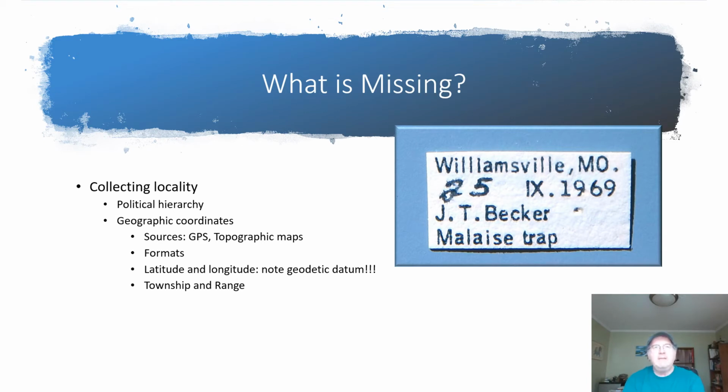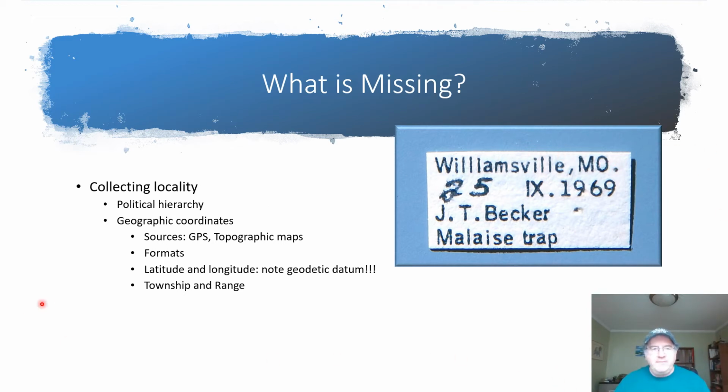So the scale of the question that you have in mind is important, and it's important that, if you're going to use these data, you be able to have some confidence that the data are relevant to the question that you have at hand. So, for example, if you're concerned with issues on a continental scale, then saying that something was collected in Williamsville, Missouri is probably entirely sufficient.